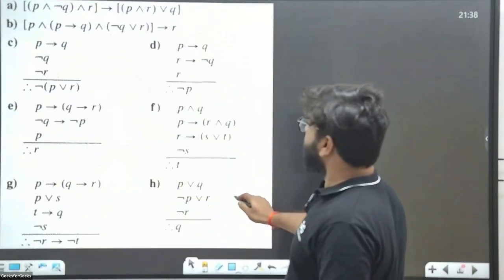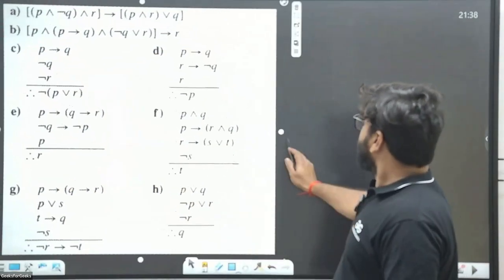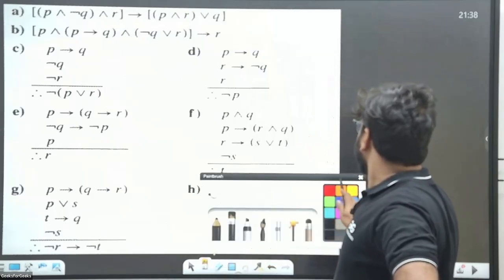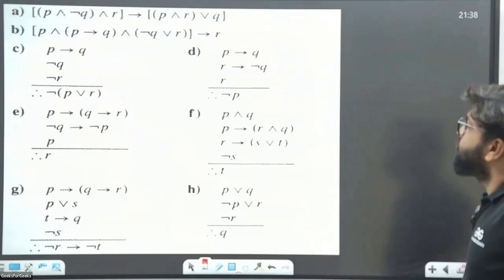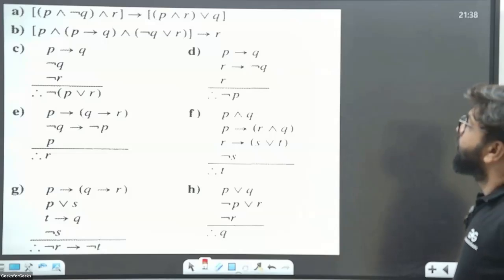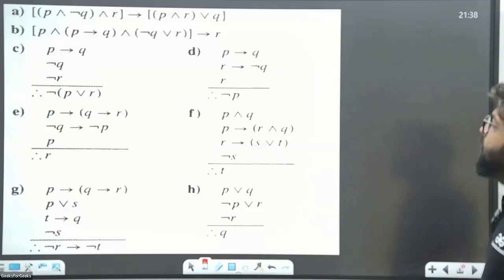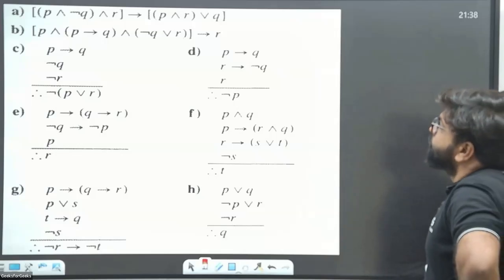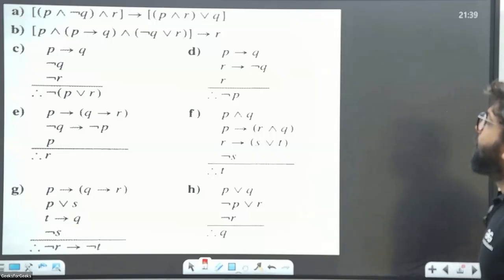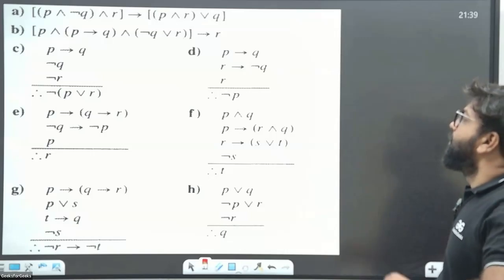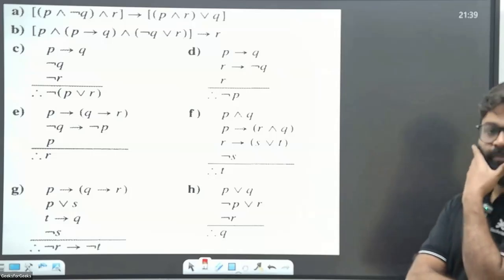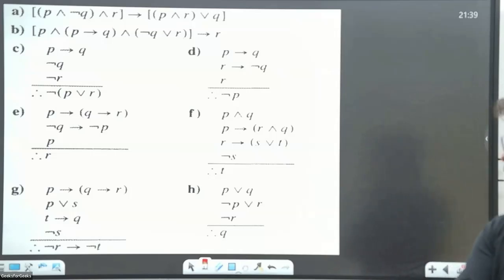Any problem in this question? First, scan the first one and tell me whether you have to use type 1 or type 3. Type 1. Good. Option B? Type 3. Immediately. And that is valid or invalid? That is valid. By seeing it, you can answer that question, right? Yes, sir.